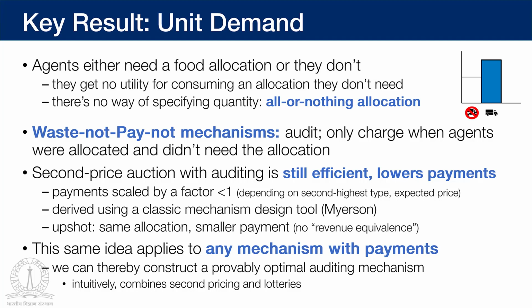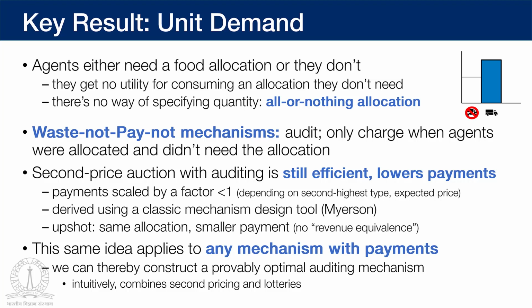But first of all, we could say agents just need a food allocation or they don't. So maybe the food bank has more food than it would take to satisfy a single food bank. But when a food bank makes a declaration, let's consider the case where they just say heads or tails. So either I need a food allocation today or I don't need a food allocation today. Then the allocation is just going to be, I'm going to choose to give you the thing you asked for or I won't.